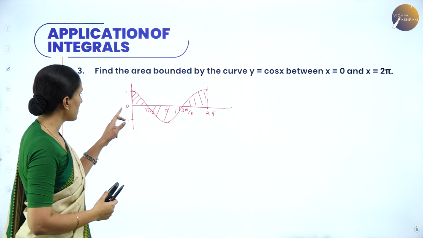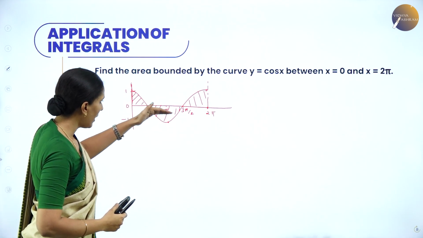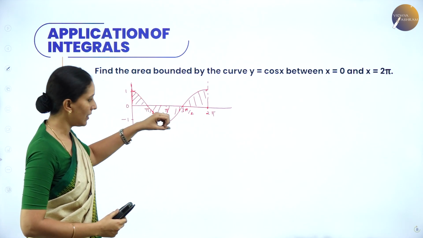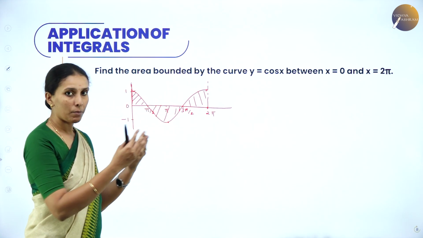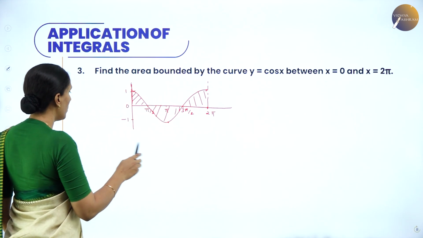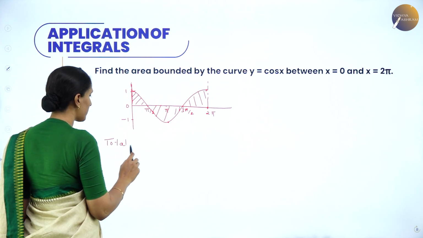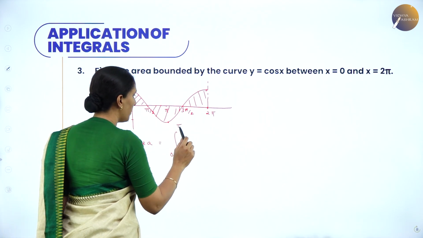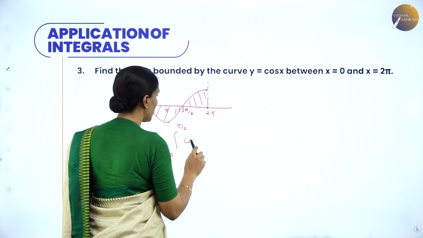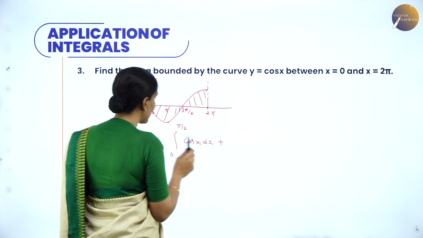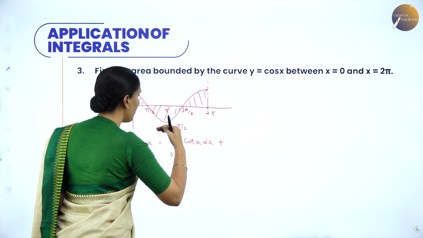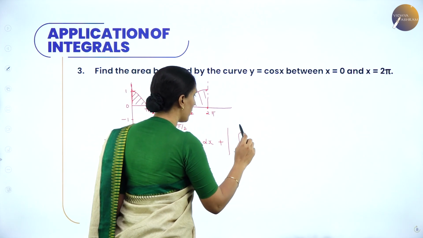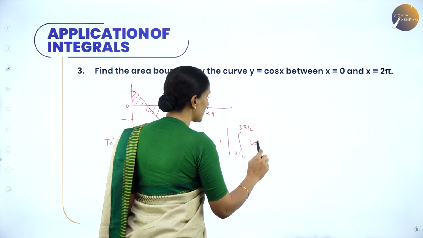But clearly you can see from 0 to pi by 2, the area is positive, and from pi by 2 to 3 pi by 2 the area lies below the x-axis, which means I need to take the modulus of the area, and again the rest of it is above the x-axis. So I'll divide the limits here. So total area is, the first area from 0 to pi by 2 of the function cos x dx. Next, pi by 2 to 3 pi by 2, since the curve lies below the x-axis, I'll take the modulus of the value. So the integral from pi by 2 to 3 pi by 2 of cos x dx.